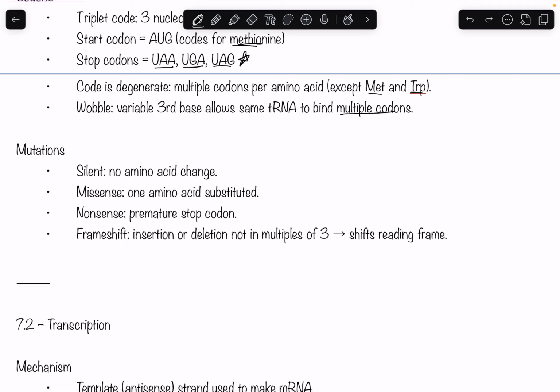And then frameshift. When you add not multiples of three, you're going to move your codons down and change the strand of the DNA. Remember, we know that three bases make one codon, one amino acid. But if we add one base into a strand of DNA, it's not a multiple of three. So now you're actually going to change it. Remember, only multiples of three don't change it. If you add two, you've caused a frameshift mutation in the DNA.